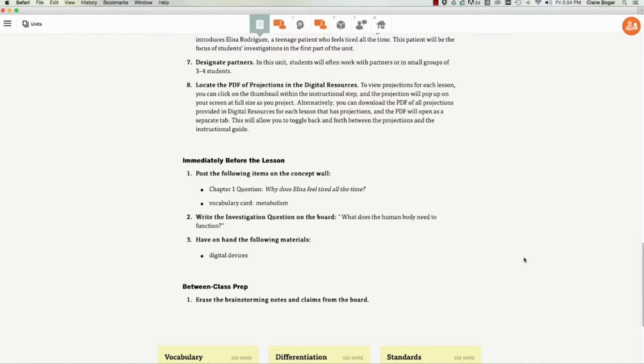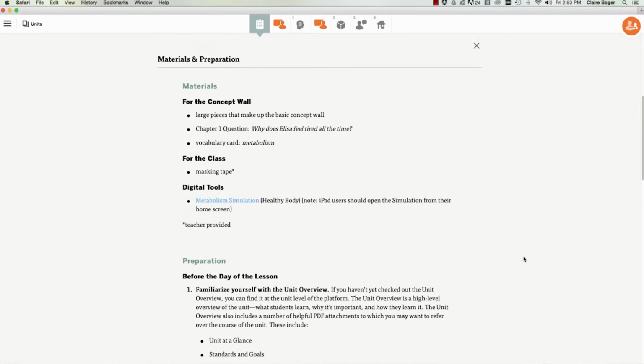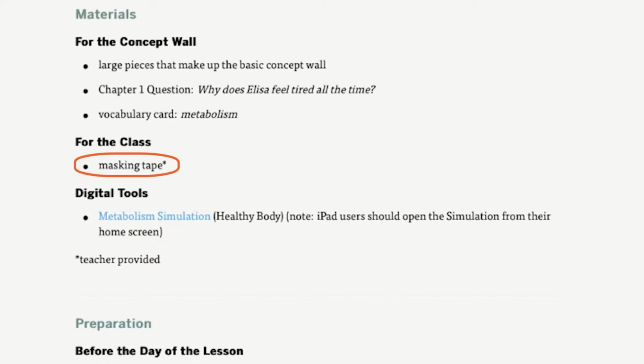Some of the materials listed are provided in your Amplify Science kit. However, the items with an asterisk next to them are items that you, the teacher, will provide. These are items commonly found in classrooms like masking tape or paper clips. Teaching a science class that integrates hands-on activities, technology, and discussion can be challenging, especially the first time. Let's look at 2 of the documents that you will use to prepare.